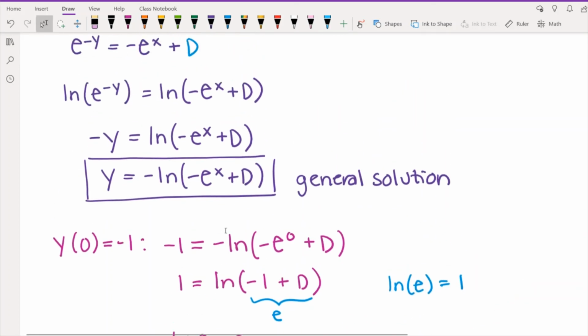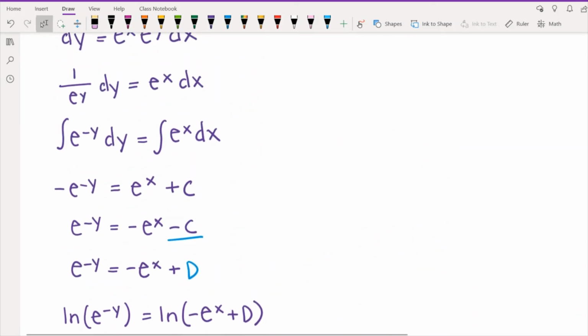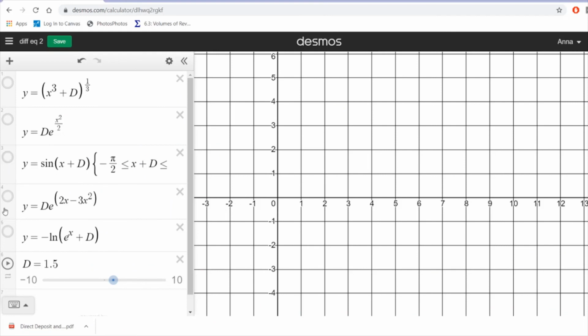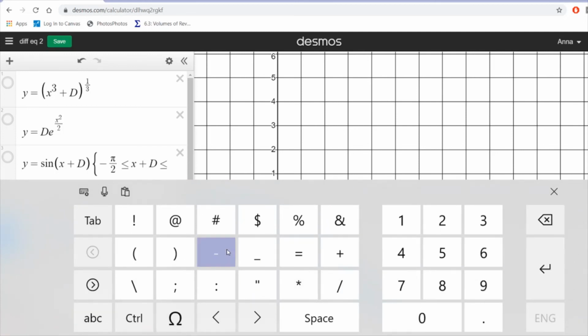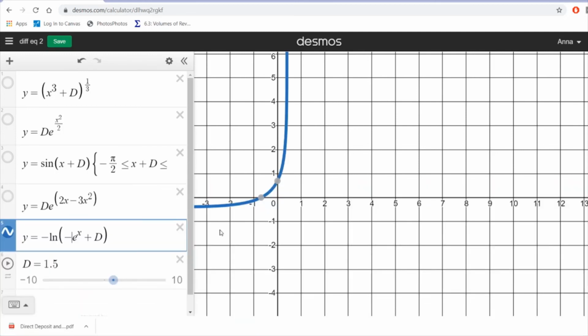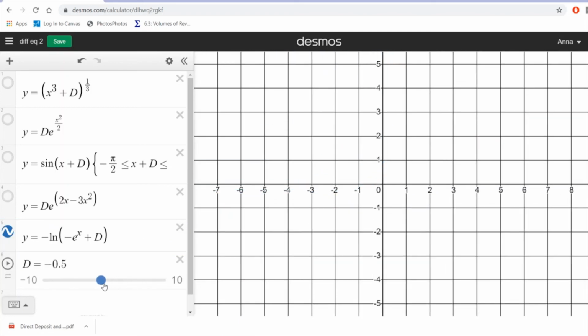Okay, so let's check out our graph. So that's this one, and this is supposed to have a negative sign. Let me just get that in there. Okay, so here's the general solution. We see we have all these different graphs that look like this. And we found that d was equal to e plus 1, so that's approximately 3.7. I'll just do that as an approximation, and we can see that it passes through 0, -1, which is what we wanted.